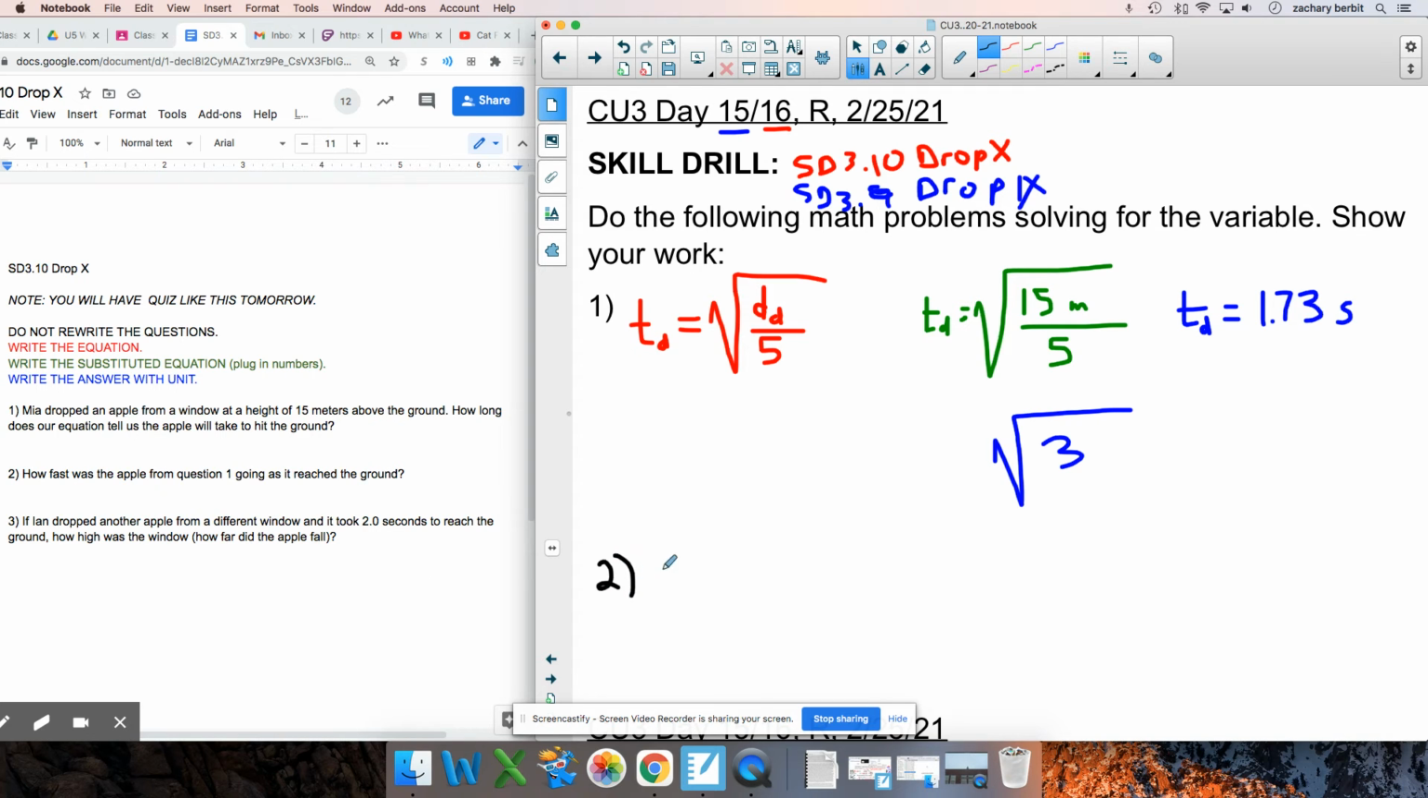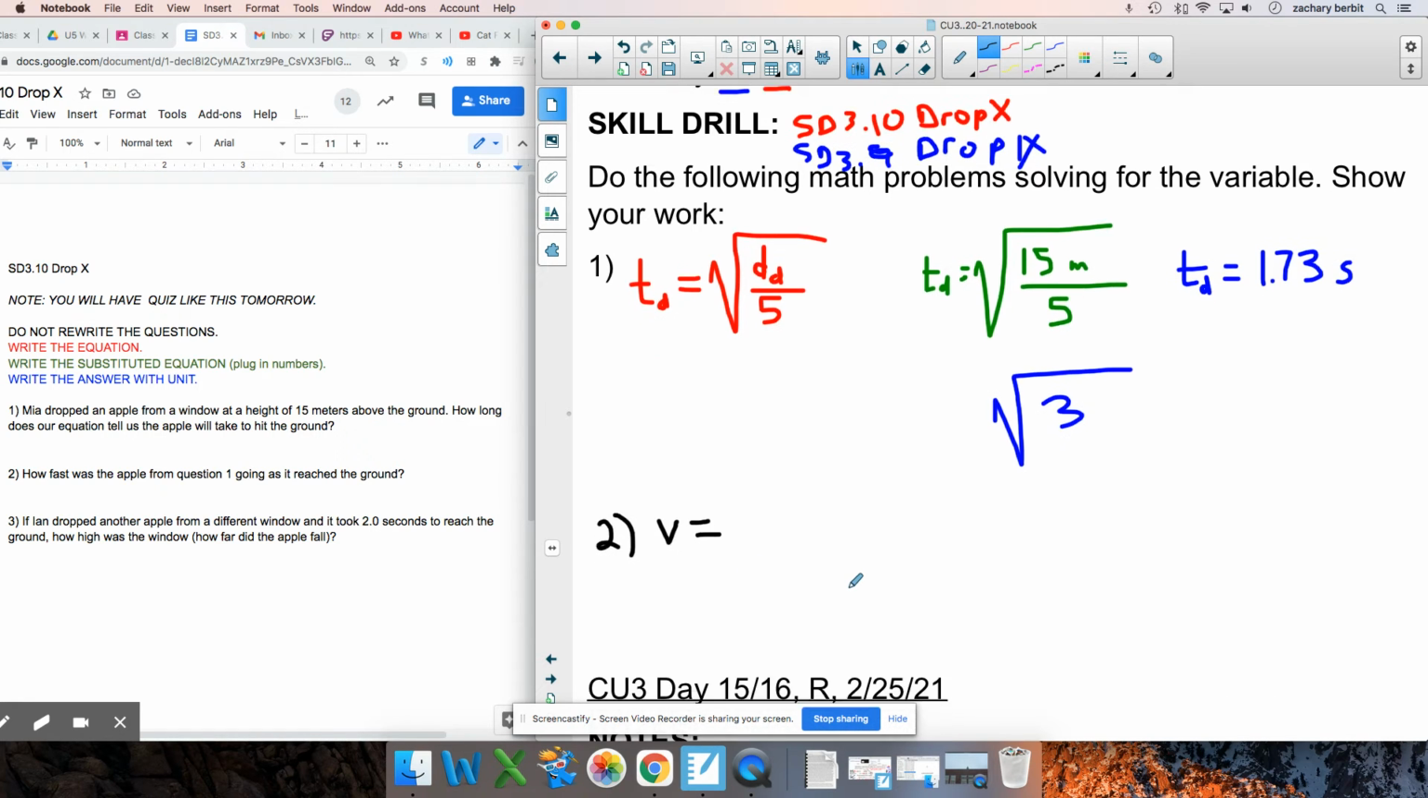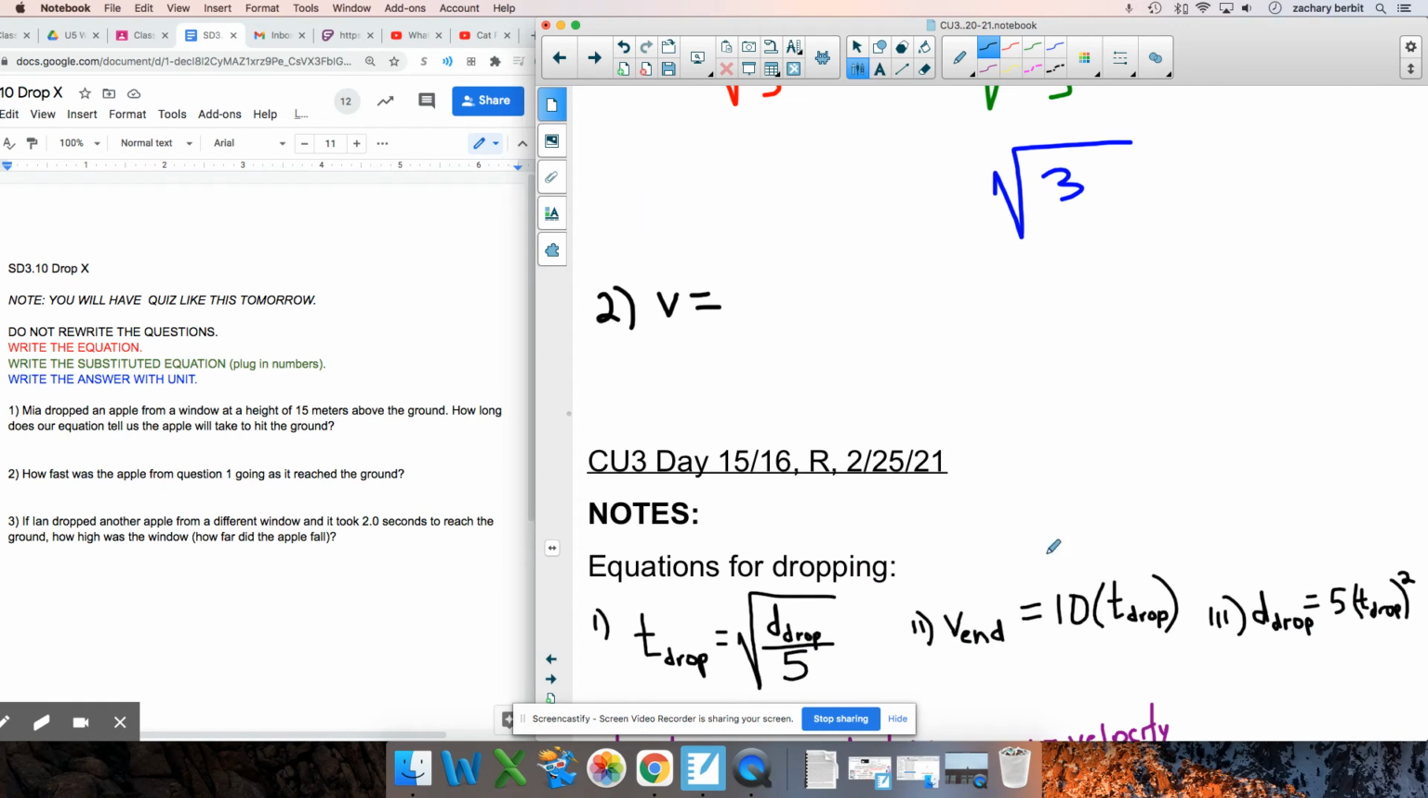Question 2. Now, I'm not writing out everything for you today because you can handle this. Question 2. How fast? Fast is speed. That's V. How fast was the apple going when it reached the ground? Not after it hit and stopped, but right when it first reached the ground. Well, then you would do the speed equation right here. It's 10 multiplied by the time to drop. So you need to write this equation here. I'm not writing it for you. Get on it, do it yourself, and send it in.